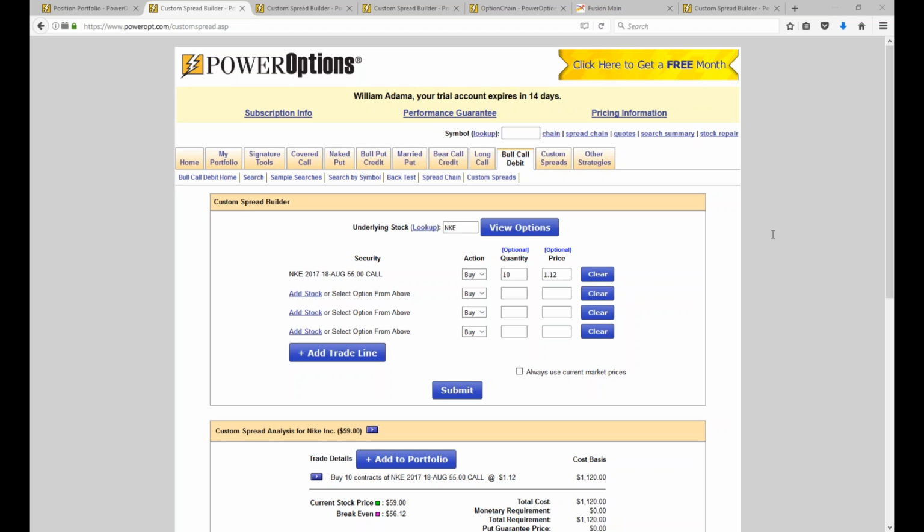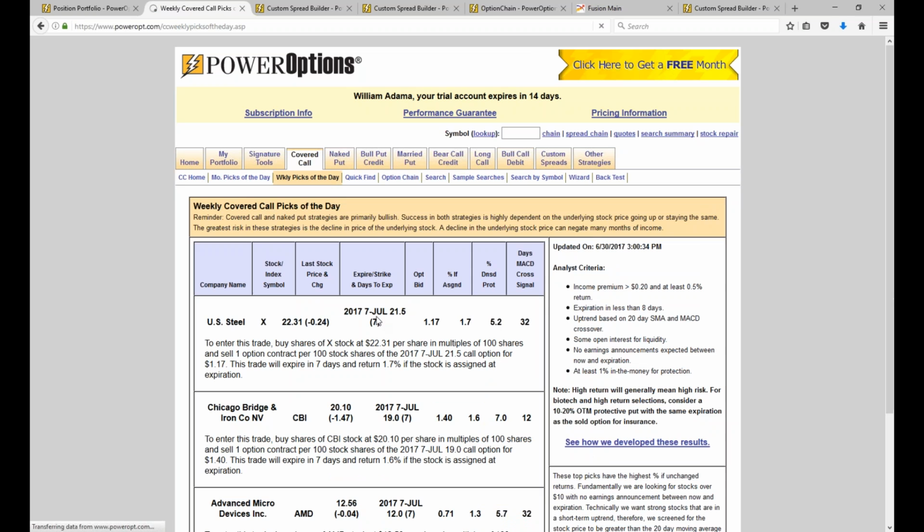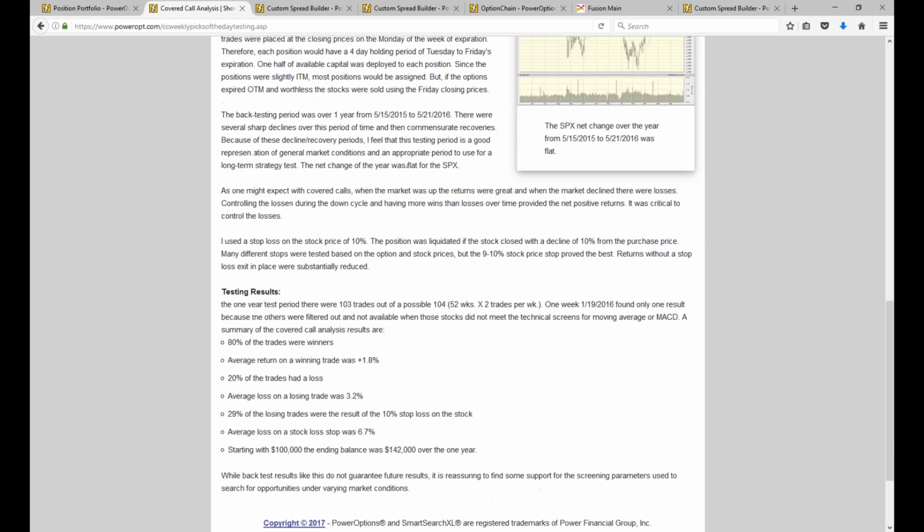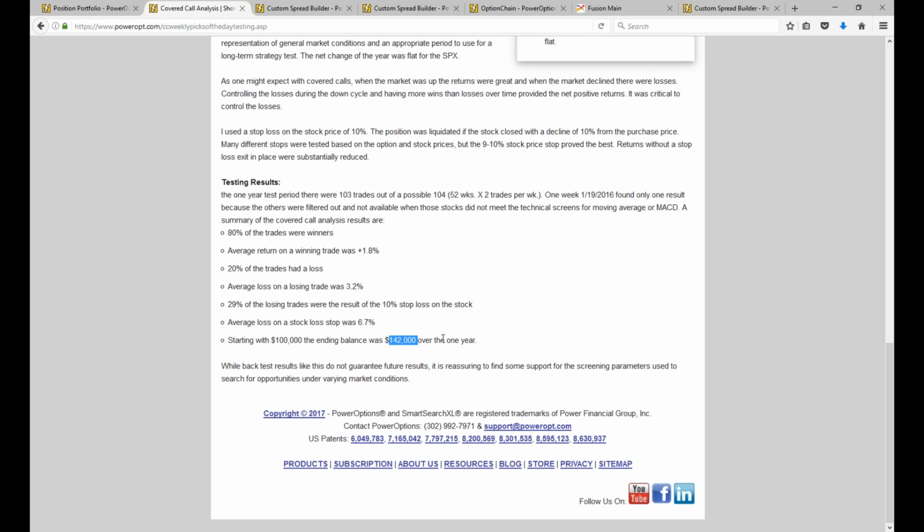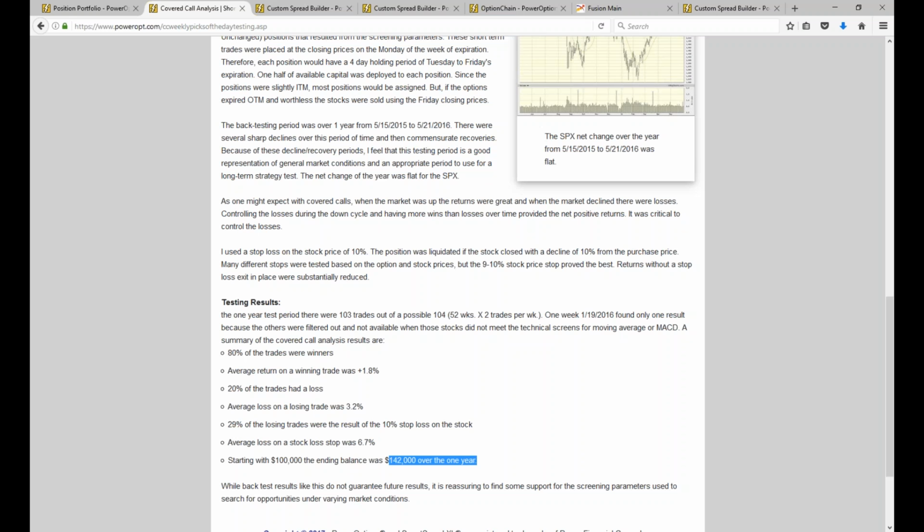this strategy, the married put strategy, has performed better in my personal account than long-term use of covered calls, naked puts, bull puts, and more. But I can't compete with the test results I've seen over the last 2 years for the weekly covered call screen, the picks of the day that we have in the covered call, the weekly picks of the day. Ernie's original test over 1 year was a 42% gain, from $100,000 to $142,000. I haven't seen that with my radioactive trades.